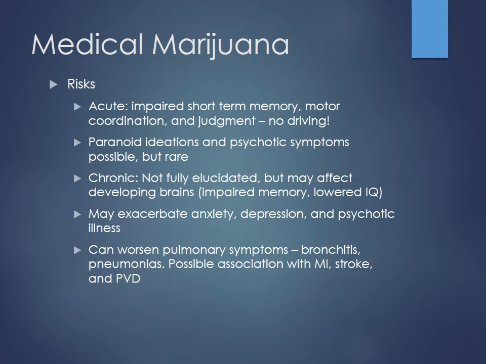Motor impairment, right? CNS motor impairment. What happens to your judgment when you're on marijuana? Not great, right? Usually you're making worse decisions than you would be otherwise, typically. So again, people get behind the wheel of a car and they can be just as impaired as if they were drinking alcohol. So that's the big thing you have to worry about.